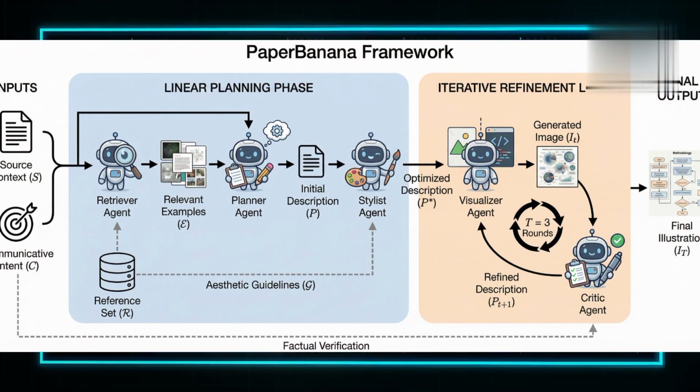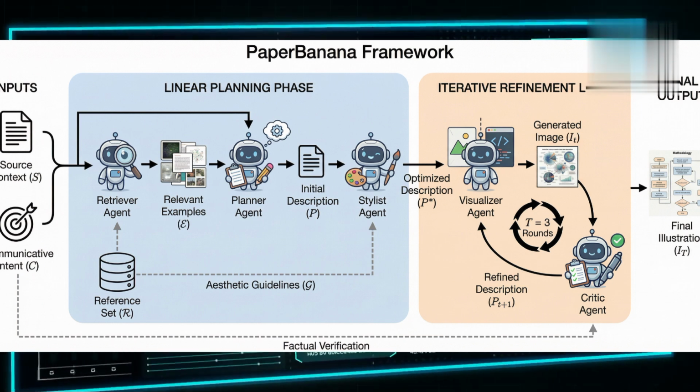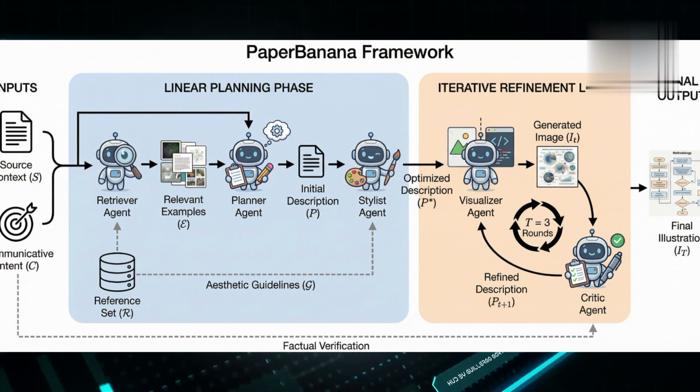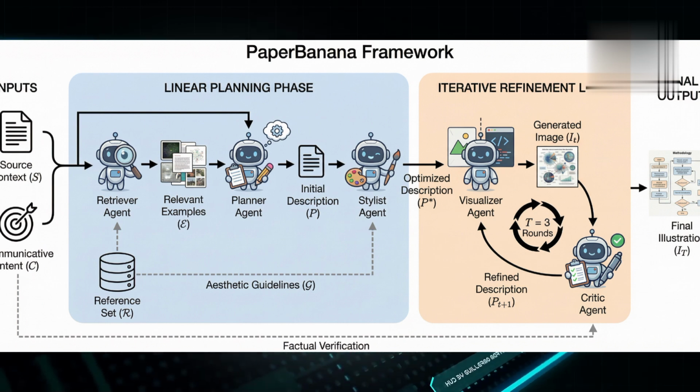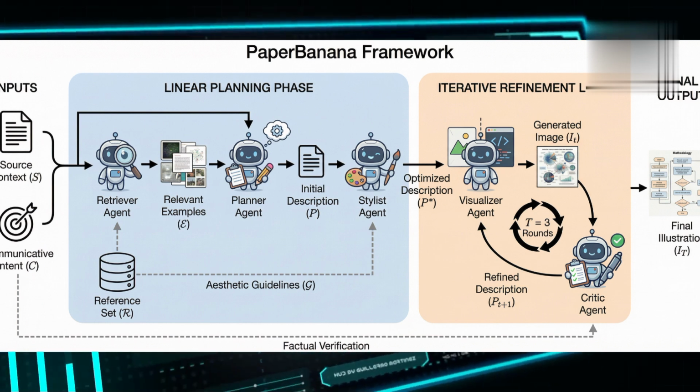And here is the Paper Banana framework. First of all, it takes an input as source content, where you can provide how your diagram should look. Then it passes through the retriever agent, then relevant examples, then the planner agent, and the initial description. It is combined with a reference set, then passed to the stylist agent, and this stylist agent is used for designing your diagram according to your use case. Here you can see there was a reference diagram of a pie chart with a bar graph, and at last it is generated in a loop with a critic agent.